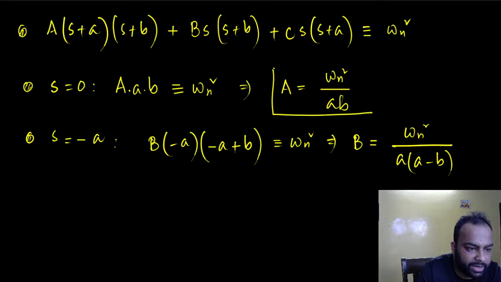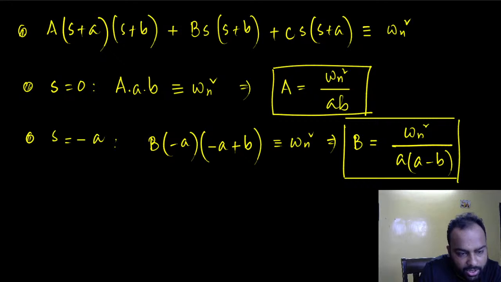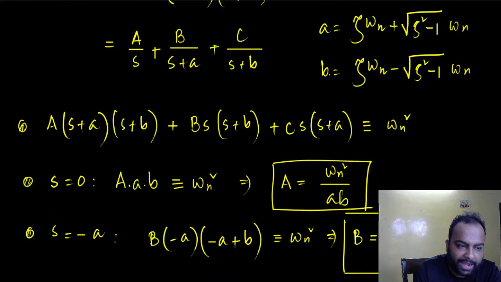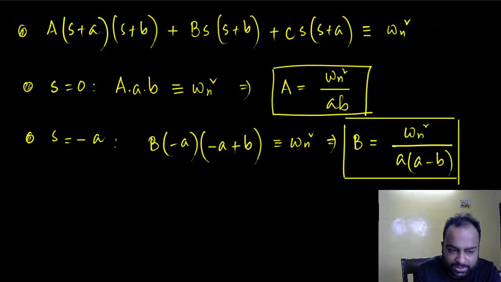So we have calculated A, we have calculated B. You can imagine how complicated the calculation automatically becomes, right? Because this is a and these are a and b. You have to do the calculation simplification here.